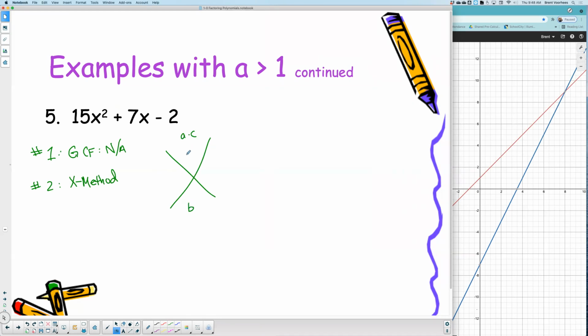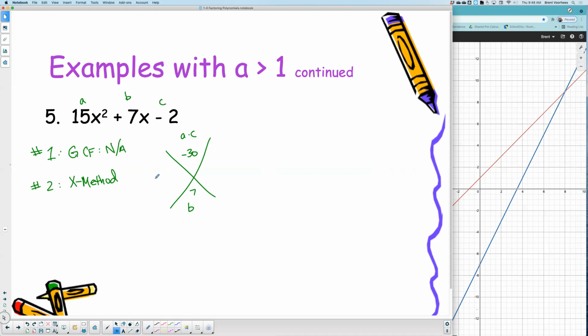What value goes in the numerator, the top of the X? Negative 30. I love how specific you are. It's not 30, it's negative 30. I love that because A times C, 15 times negative 2, is negative 30. That leaves us 7 for our B value.